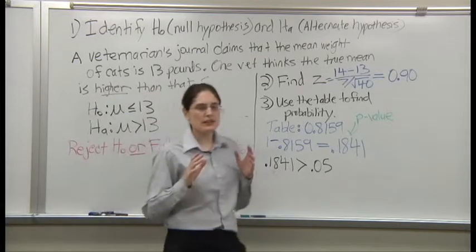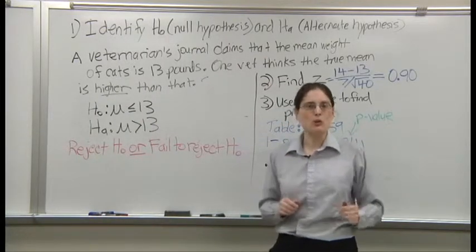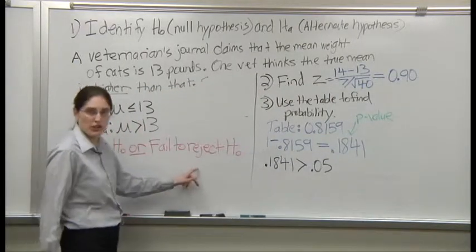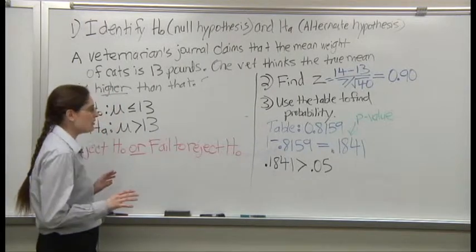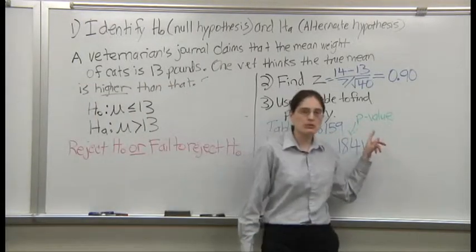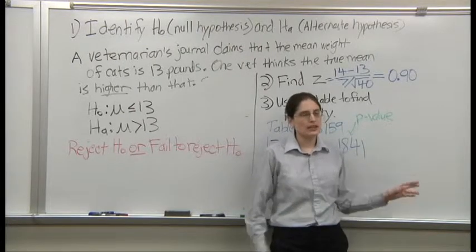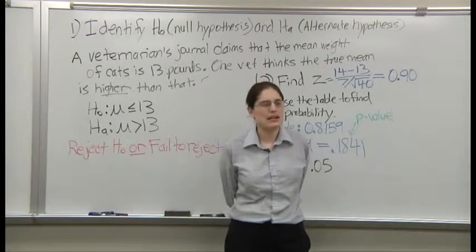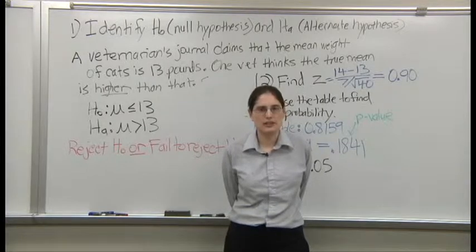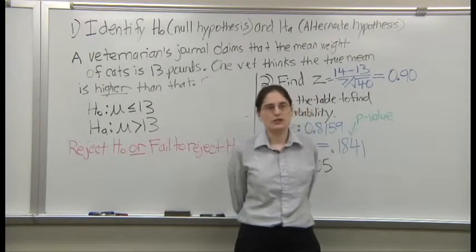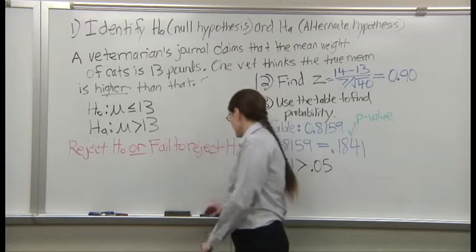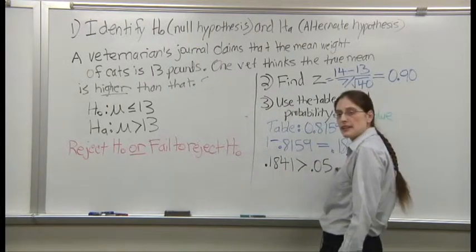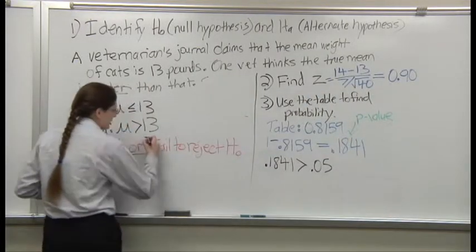Really, a hypothesis test comes down to a yes or no question. Reject or fail to reject. If your p-value is small, you reject. If your p-value is big, you fail to reject. You never accept anything. No acceptance happens here. We are not accepting when we do hypothesis tests. We reject or fail to reject. Now, because your p-value is big, you fail to reject.